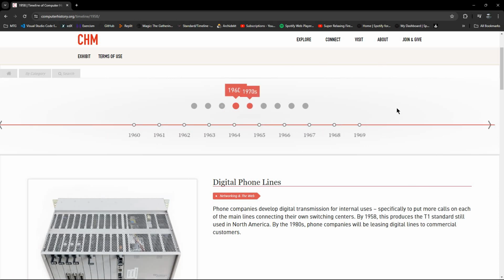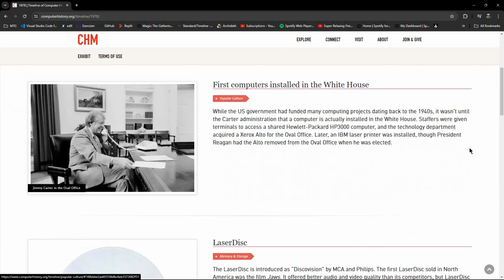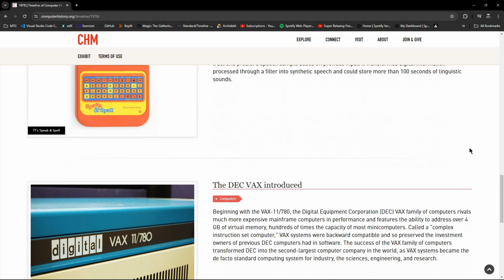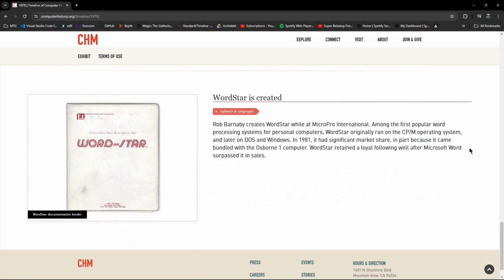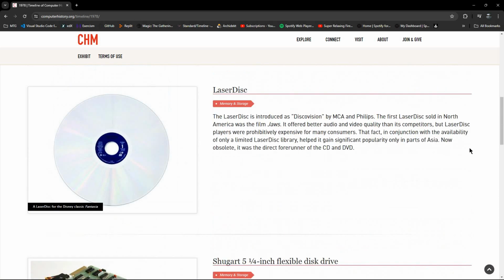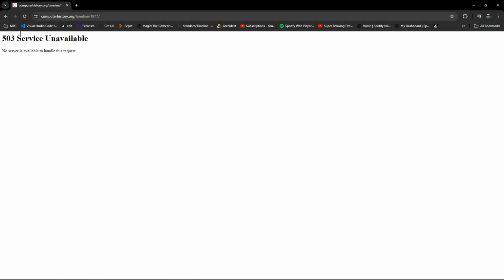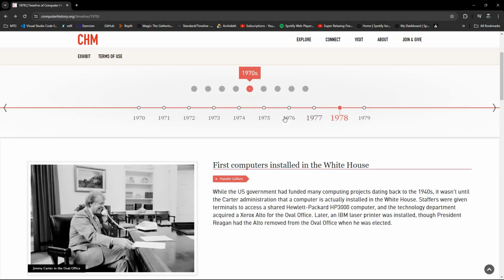So I'm going to jump forward to probably the period when I first physically came into contact with a computer. And what I'm looking for is, there's Speak and Spell. Oh, there's the VAX. Now, for me, it would have been the Commodore PET, which I believe came out before here. We have a 503 service unavailable.